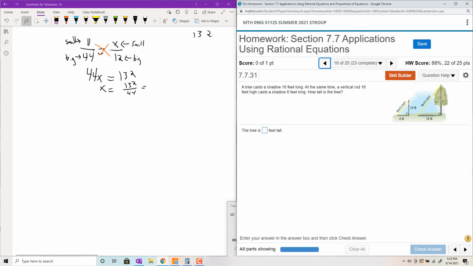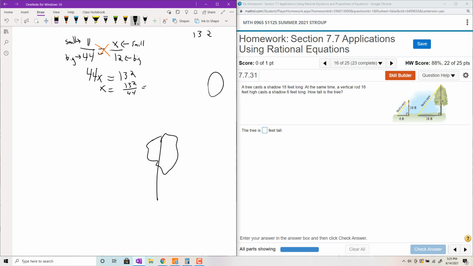Yeah, I guess we could try this one. Tree casts a shadow 18 feet long. So you have a tree of some sort casting a shadow. So the sun is out here somewhere and it casts a shadow which is 18 feet long. Okay. And then you have a vertical rod and it's casting a shadow 6 feet long. So the sun is casting a shadow.